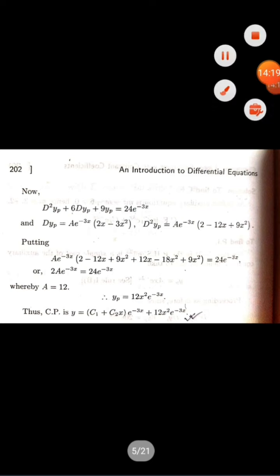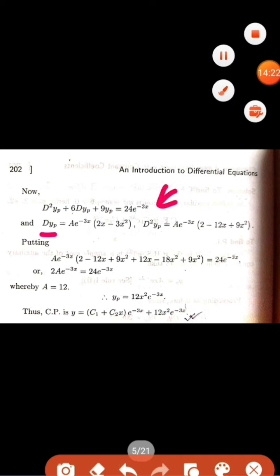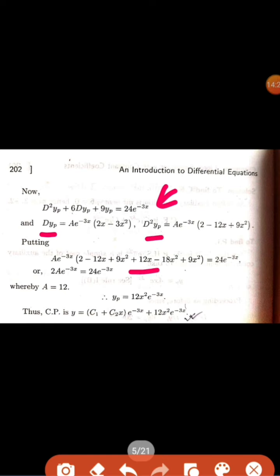Now I have to put yp in the main function of the sum. Here dyp, d square yp, putting all the values and comparing the right hand side of the equation, we have 2a e to the power minus 3x. Okay, here only 2, and other places x is available, so it is not applicable. So only 2a e to the power minus 3x equals 24 e to the power minus 3x. So you have the value of a. Now putting the value of a, you have yp, and combining with CF, you have the general solution y.